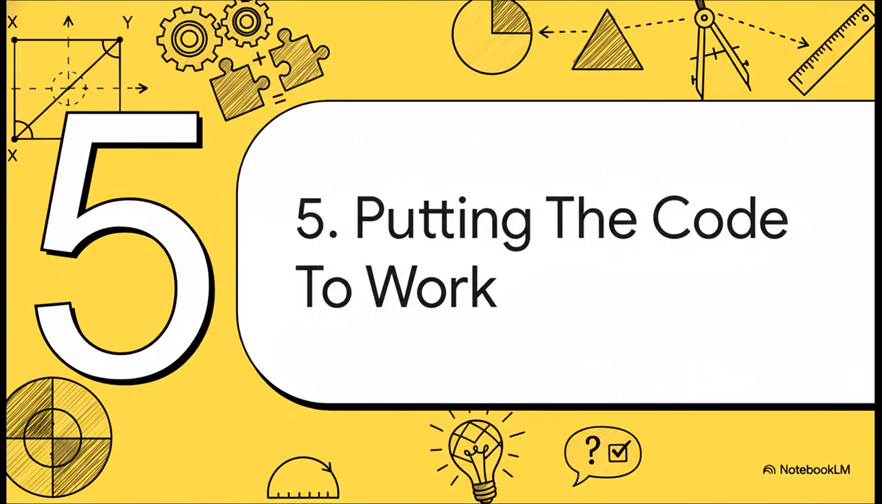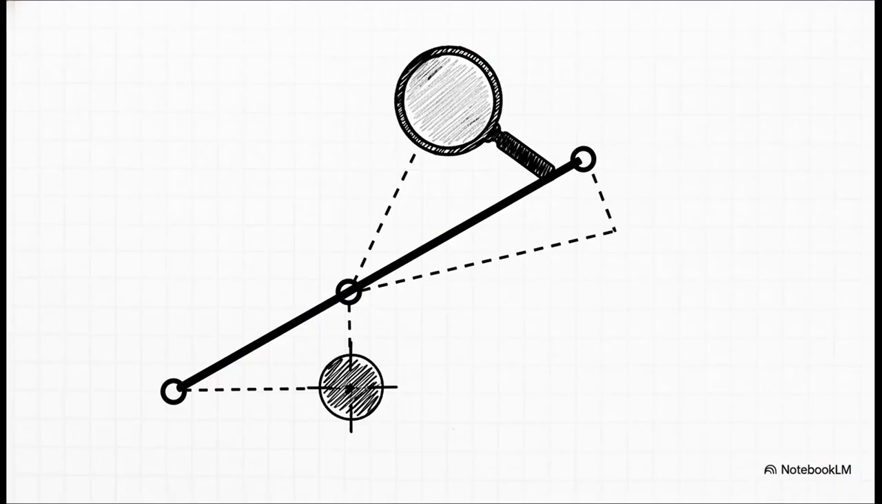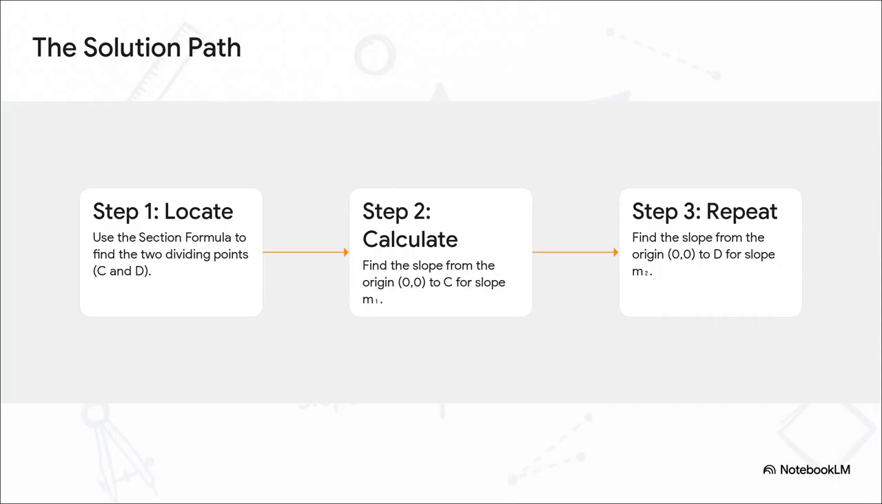Okay, theory's great and all, but let's see how all these ideas snap together to solve a classic geometry puzzle. So imagine a line segment stretched between the 2 main axes. Our mission, should we choose to accept it, is to find the equations of 2 new lines that shoot out from the very center, the origin, and chop that segment into 3 perfectly equal pieces. The path to the solution is actually pretty direct. First, we use our trusty section formula to find the exact addresses of those 2 cutting points. Then, since we know our new lines go through the origin, we can instantly figure out their slopes.